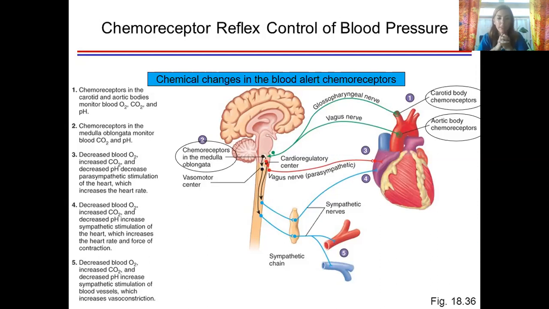Number 4, decreased blood O2, increased CO2, and decreased pH. All the same things that we just said. Increased sympathetic stimulation of the heart. So besides the fact that we decrease parasympathetic, we can increase sympathetic and do the exact same thing that I just went through. Or number 5, same thing: decrease blood O2, increase CO2, decrease pH. We can increase the sympathetic stimulation of the vessels, which will increase vasoconstriction. We increase vasoconstriction, we increase the blood pressure. By increasing the blood pressure, we can then increase the heart rate and still achieve all of the same goals.